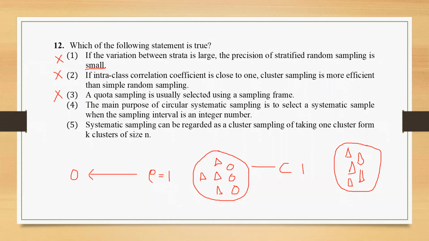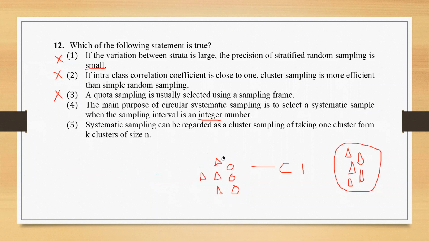So the main purpose of circular systematic sampling is to select a systematic sample when the sampling interval is an integer number. So the error is in here, integer. So actually, the main difference between linear systematic sampling and circular systematic sampling depends on the concept of integer number. So if we calculate the sampling interval, that means k, right?